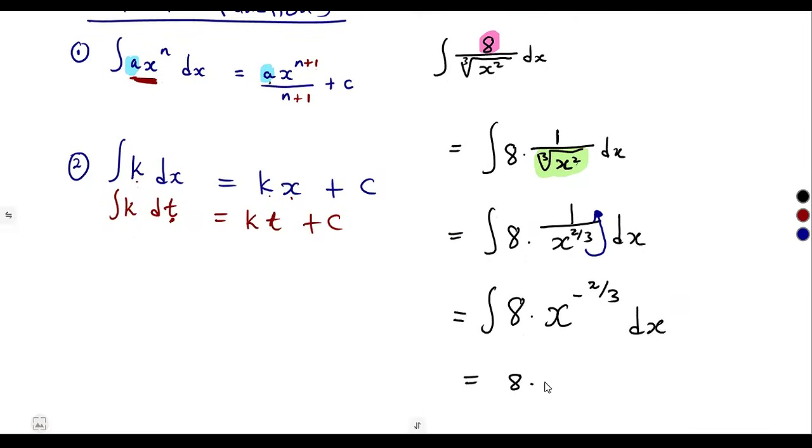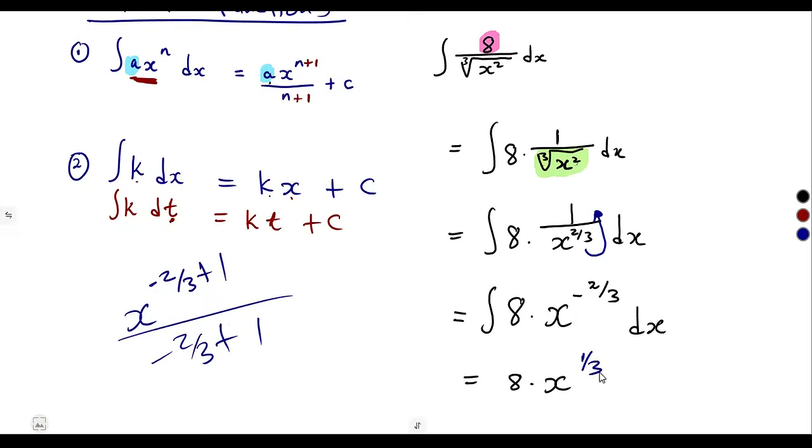So that's 8. X to the exponent of what? We're going to add 1 to our exponent. X to the exponent of negative 2 over 3 plus 1, over minus 2 over 3 plus 1. This is what we're supposed to write. But guys, let's not have a lot of things written in this format. Yes, you can just write, but just simplify some of this. Just use your calculator. Minus 2 over 3 plus 1 was going to give you a third, 1 over 3. So this was going to give us 1 over 3.